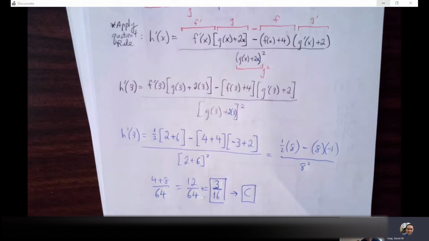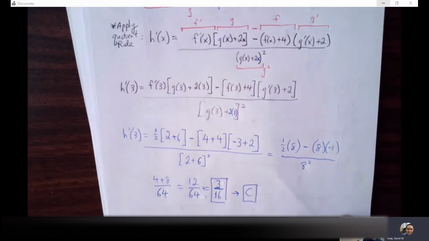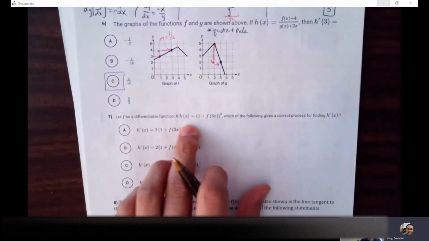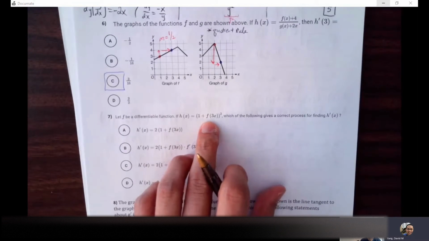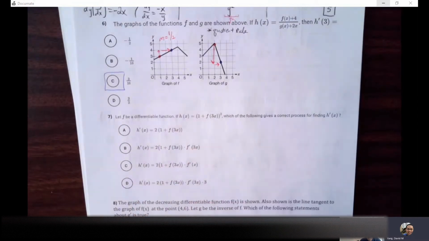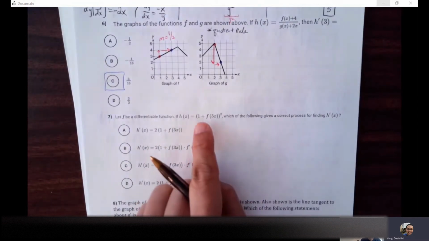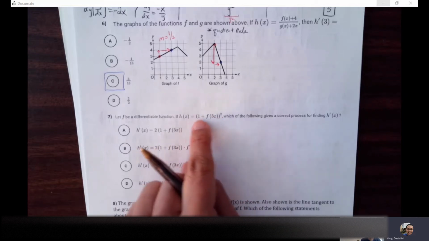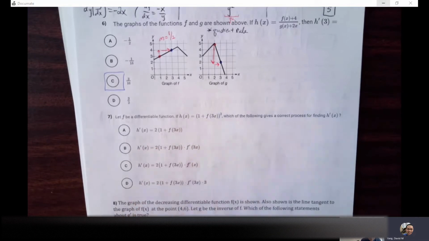All right, number 7. We have a differentiable function, h of x, defined by this expression here. Which of the following is h prime? All right, this is going to be a series of chain rule here. We have a function within a function within a function. So we have to recognize the need for chain rule.